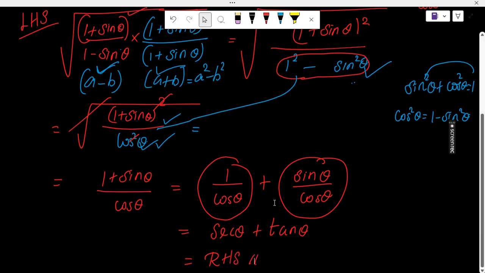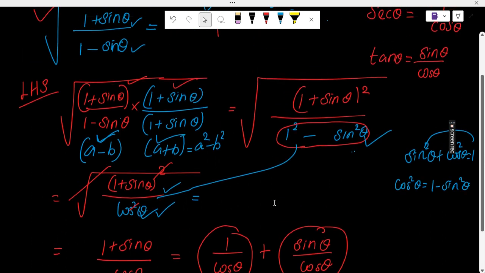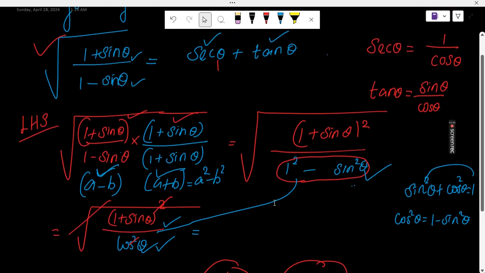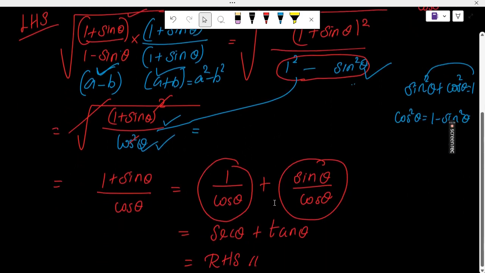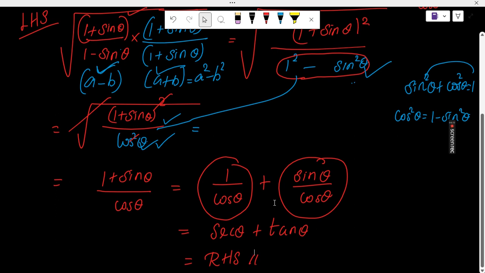That's all the problem. Do you understand? This is a very simple problem, right? So what we are doing, we are just taking the conjugate, the opposite sign of the denominator, and multiplying the numerator and the denominator. We are using the algebraic identity a minus b times a plus b equals a square minus b square in the denominator, and we have cos square theta. Taking the square root, cancelling the square root and the squares, we have 1 plus sine divided by cos. So 1 by cos plus sine by cos, we get the RHS, right my dear? Yes, I hope you all understand this problem.